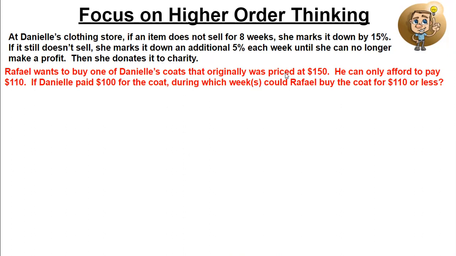So if Danielle paid $100 for the coat, right, she's going to donate it once she can no longer make a profit, right? So after it gets lower than $100, she won't be making a profit anymore. So she's just going to give it to Goodwill. So during which weeks should Raphael buy the coat for $110 or less, right? Because he has $110. He doesn't want to wait too long because then she's just going to get rid of it and take it to Goodwill. So he wants to buy it between $110 and $100, right?